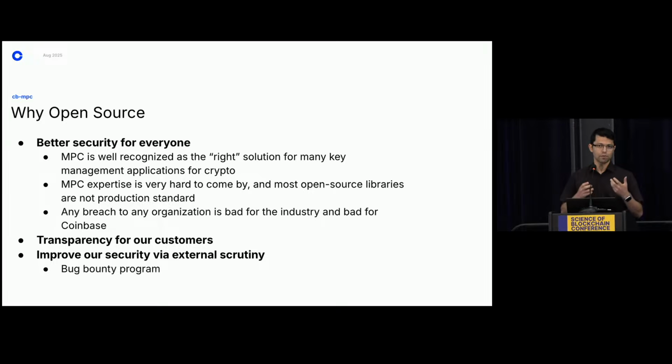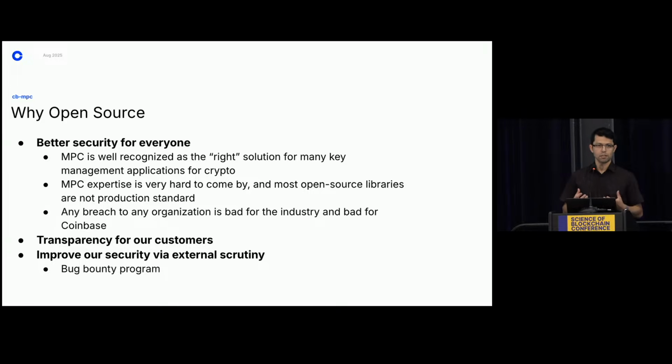But we do acknowledge that not every organization out there has the required expertise to implement a proper MPC protocol. And some of the open source libraries out there don't meet the bar when it comes to production grade security or code. And we believe that any breach to any organization is bad for the industry and by extension is bad for Coinbase. So by releasing our production code, we hope to increase the security posture of the whole community and gain better security for everyone.